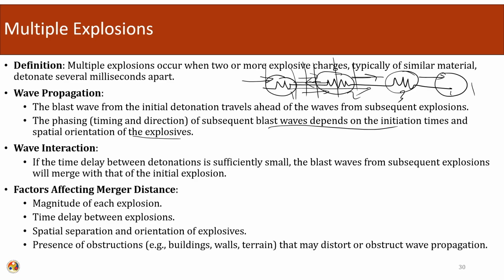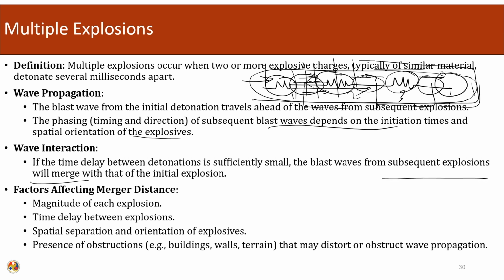Wave interaction: if the time delay between detonations is sufficiently small, the blast waves from subsequent explosions will merge with that of the initial explosion. If these charges are kept very close, there will be very little distinction between the different blast waves, and they will all act as a single blast wave formation. It means that they will act more or less in unison.